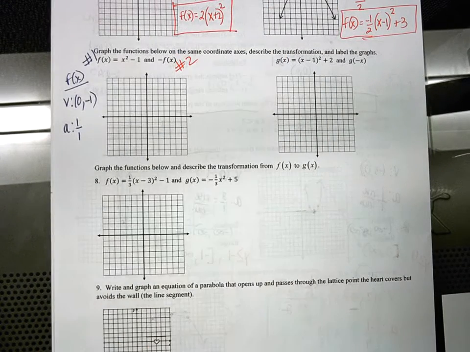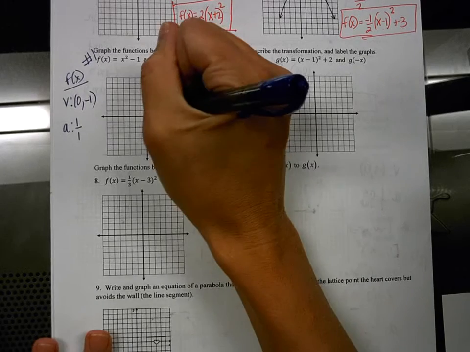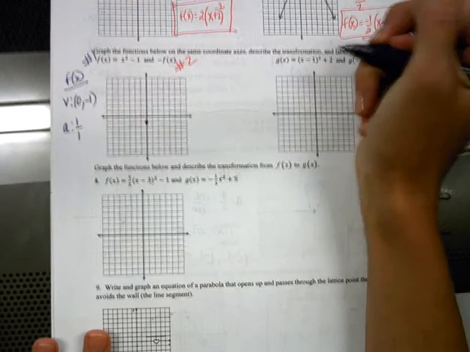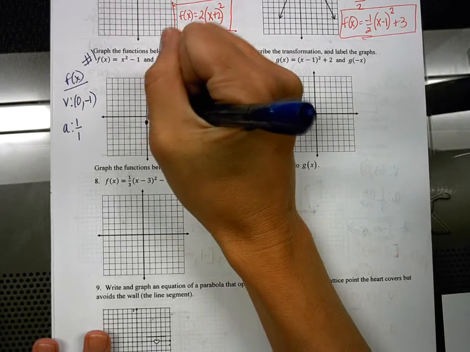So we're going to go ahead and plot this. 0, negative 1 means I'm going to end up going down 1. From my vertex, I'm going up 1, right 1, and up 1, left 1, and making our curve.